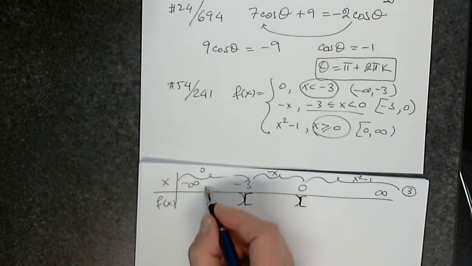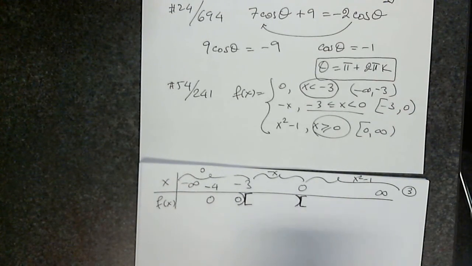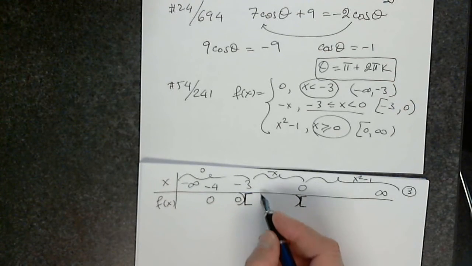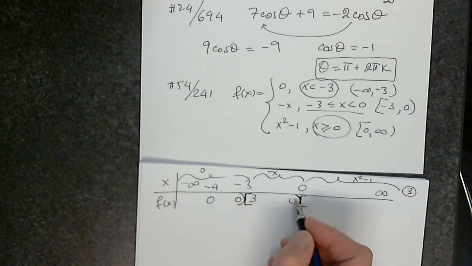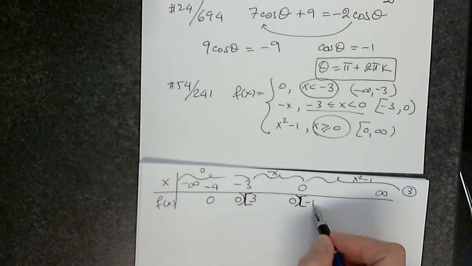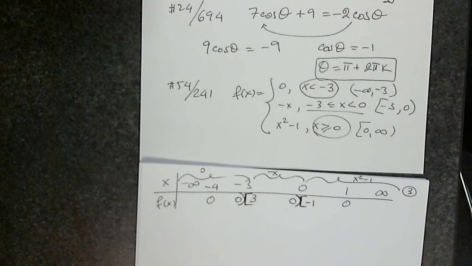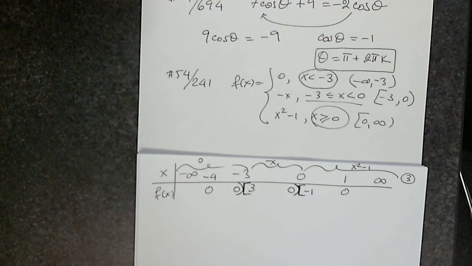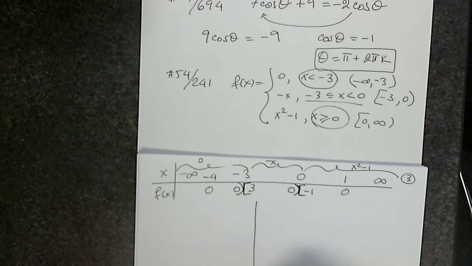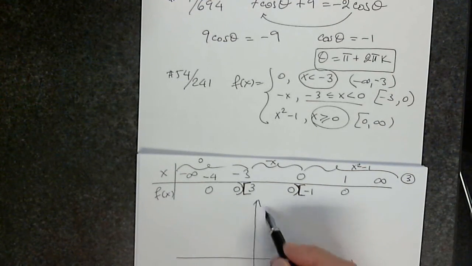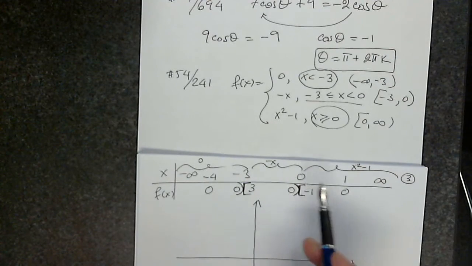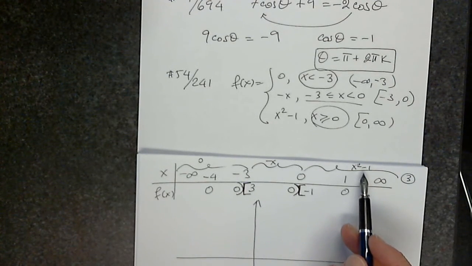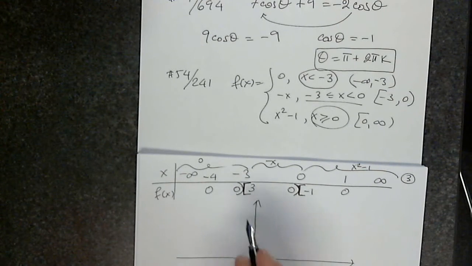And then I'll say negative 4, 0. Negative 3, 0. Negative 3, 3. 0, 0. 0, negative 1. 1, 0. I have to keep in mind that this is linear, but this is quadratic. Good. So negative 4, 0. Negative 3, 0.